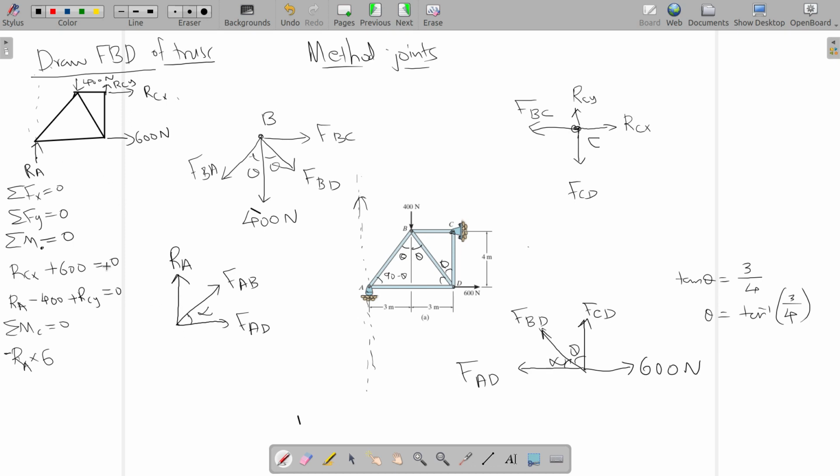Now consider the 400 Newton force. The 400 Newton force is acting at B. So the moment due to 400 Newton force will be 400 multiplied by the distance between line of action of 400 Newton and point C, and that distance is 3 meter. 400 multiplied by 3, and that is about C. It tends to rotate the structure in anti-clockwise direction, so we will take it as positive.